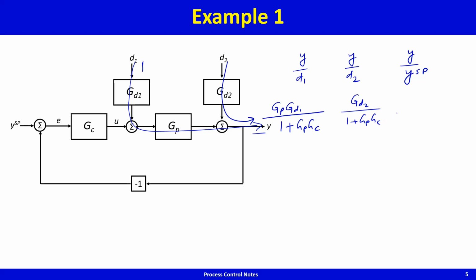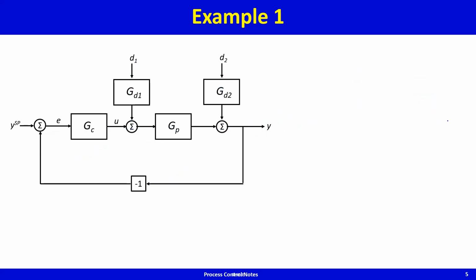And what about the servo transfer function? It's the same as before. Whatever is in the forward path, that's GPGC, divided by whatever is in the feedback path, 1 minus that, so that's going to be 1 plus GPGC. By the way, if you look at the overall sense of the feedback loop, positive, positive, negative. So the overall feedback is actually negative. This is called negative feedback.